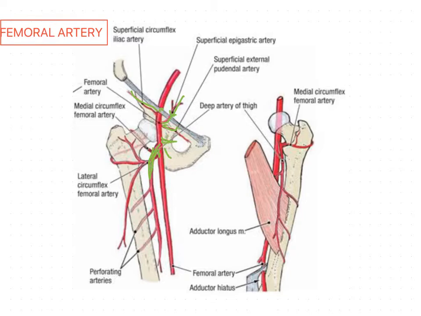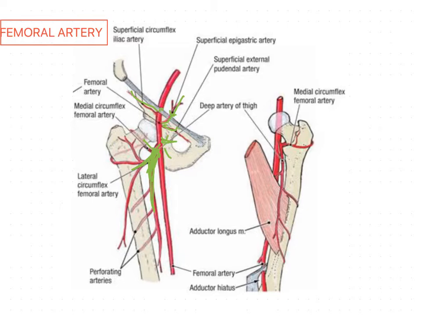Now we will see the profunda femoris artery. This is the largest branch of the femoral artery and is the main artery of supply for the muscles of the thigh. It gives the medial circumflex artery and lateral circumflex artery, and then the perforating arteries. These medial and lateral circumflex arteries will also give some branches to the hip joint.